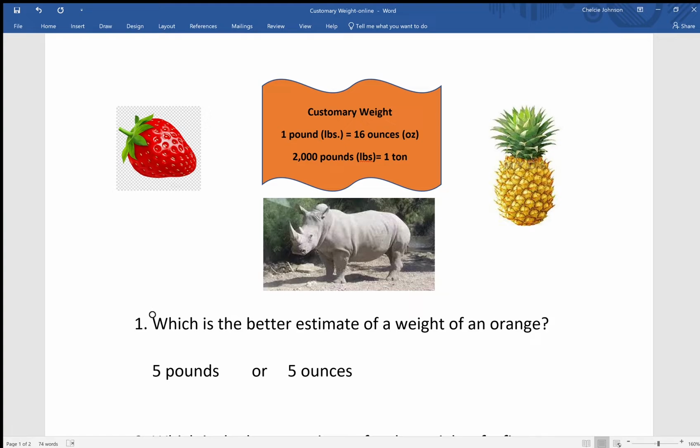So ounces are pretty small. That's your smaller weight unit for customary. And 1 ounce is going to be about the size or weight of a strawberry. Okay. And then a pound would be the weight of a full pineapple.